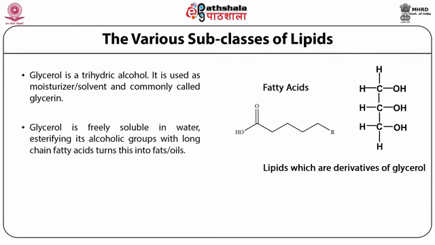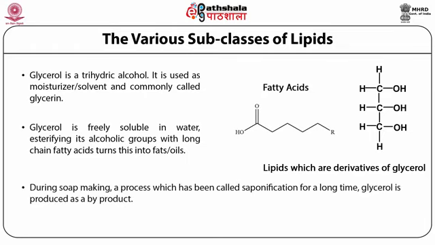Glycerol is freely soluble in water. Acidifying its alcoholic group with long chain fatty acids turns glycerol into fats or oils. During soap making, a process which has been generally called saponification for a long time, glycerol actually is produced as a byproduct.